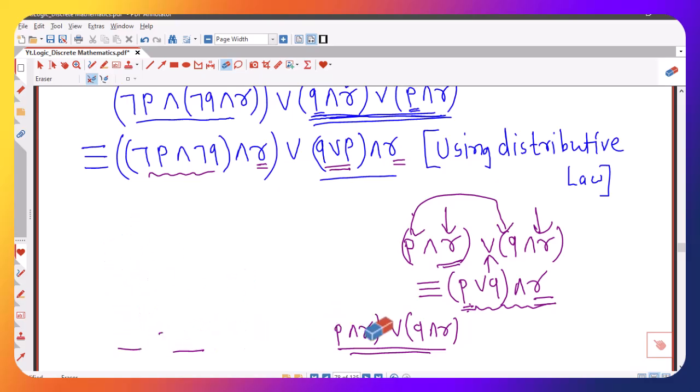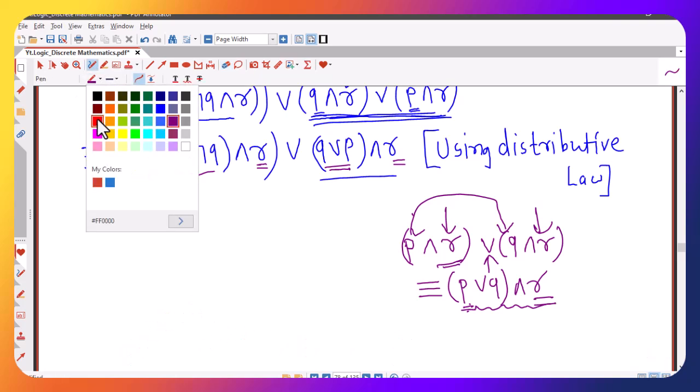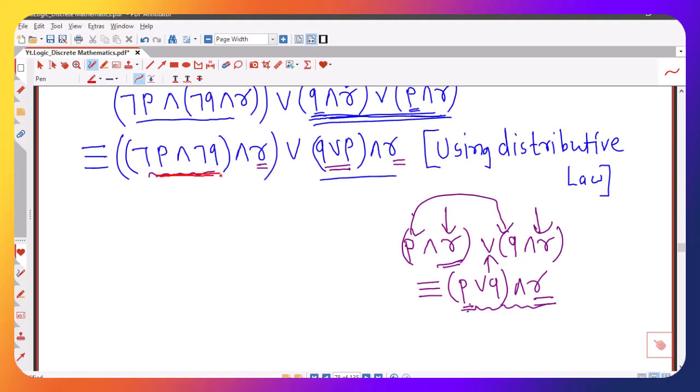Let me remove this. Now you can compare these two. Here instead of P I have this quantity negation P and negation Q. Instead of Q I have Q or P, and R is there. So now this is equivalent to this one. So this is equivalent to P or Q.